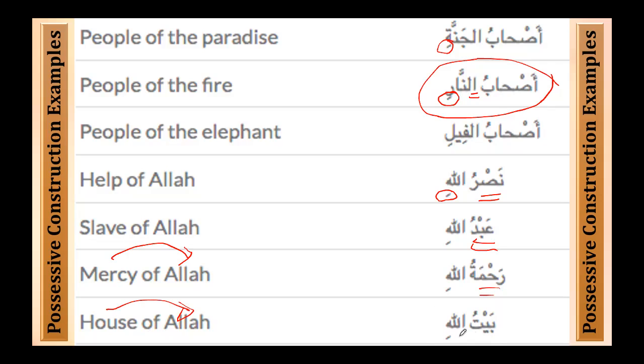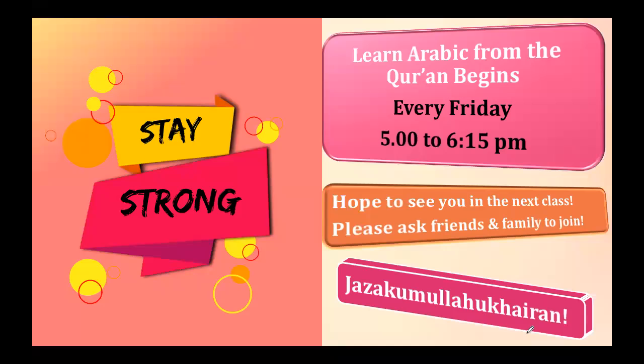So because this is definite, the first term is definite. So these are called idafa constructions. The first term is called mudaf, and the second term is mudaf ilayhi. So we are done with the slides. Now we're going to practice a little bit more from some examples from the Quran.